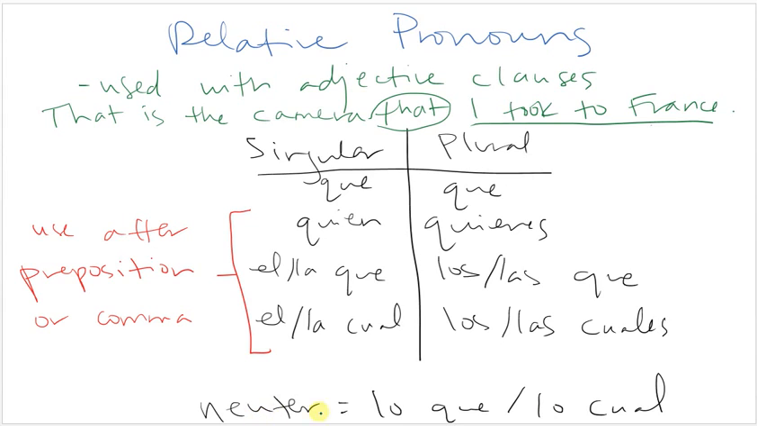You also have the neuter pronouns, so lo que or lo cual. And remember, anytime you're using a neuter something, it's because whatever you're talking about doesn't have a gender. So you're talking about like a situation or an idea, and it doesn't have a gender, so you have to do the neuter lo que or lo cual. So we're going to practice this a little bit. Again, these ones you use after a preposition or a comma.